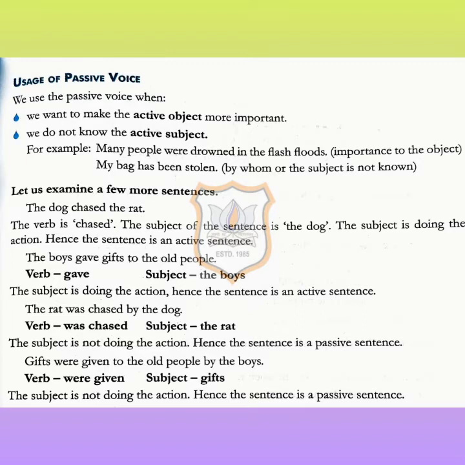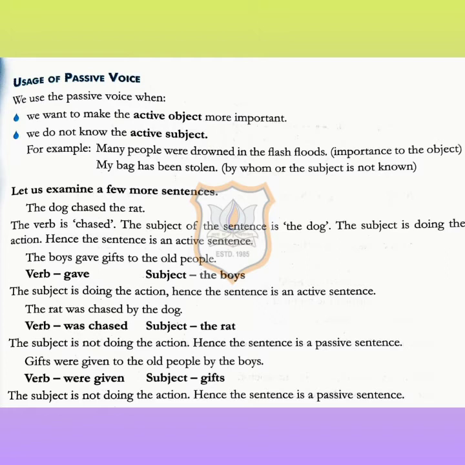Gifts were given to the old people by the boys. Here the verb is were given and the subject is gifts. Here also the subject is not at all doing the action. Hence the sentence is known to be a passive sentence. So these are the things you have to think about: what is an active voice and what is a passive voice. Once again, I am explaining: in an active voice the subject is doing an action, but in passive voice the subject is not at all doing an action.